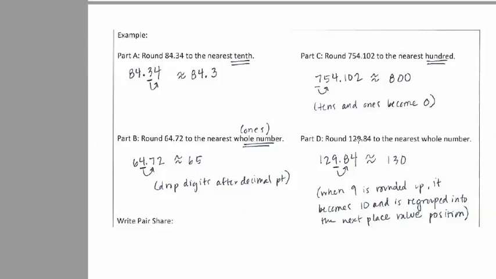Then part D is where kids are really still messing up. I'm rounding to the nearest whole number, so I'm going to underline the 9 and look next door. That's more than 5, so I have to round up. What is the next number greater than 9? It's 10. When that 9 gets rounded up, it becomes a 10, and that 10 is regrouped into the next place value position. So this doesn't just become 29, this is now 30, because that extra 10 was regrouped into the tens place.